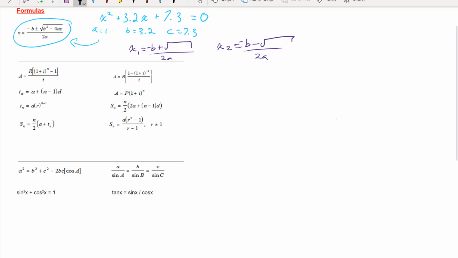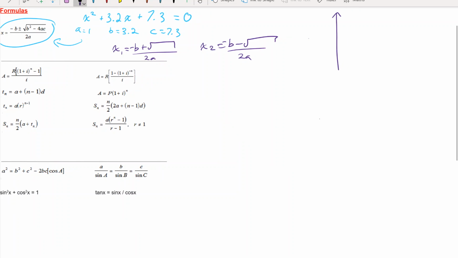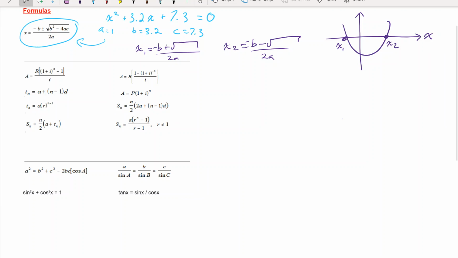So this way I get two solutions, and if you remember, those solutions actually represent when that quadratic equation is crossing my x-axis, right? So one solution happens there, another solution happens there, whatever it might be. Okay, so that's the quadratic formula.